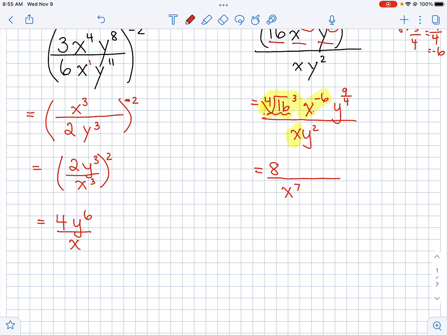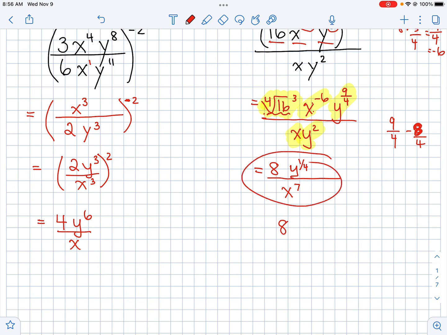Okay, then I've got y to the power of 9 over 4 and y squared. So I need to subtract those exponents. So let me just show you that over here. So I've got 9 over 4 and I have to subtract 2 over 1. So I'm going to make my denominators the same by multiplying my second fraction by 4, which will make it 8 over 4. And that will just equal 9 minus 8 is 1. So I'll just end up with y to the power of 1/4, or the 4th root of y. And that's probably how I would leave it.